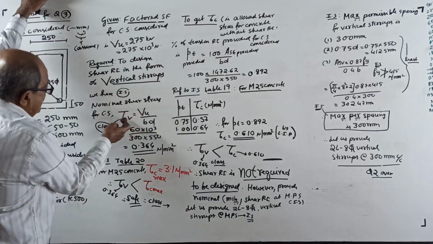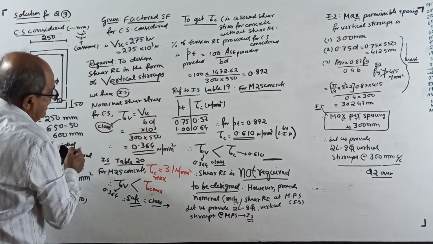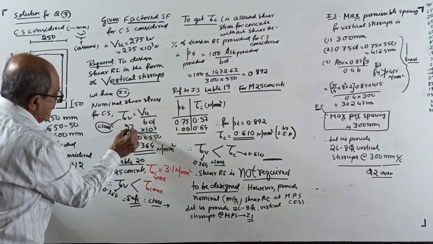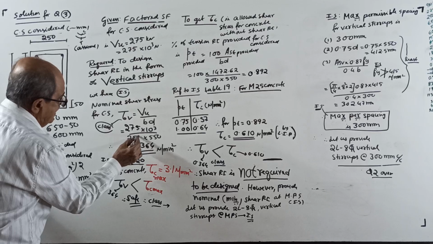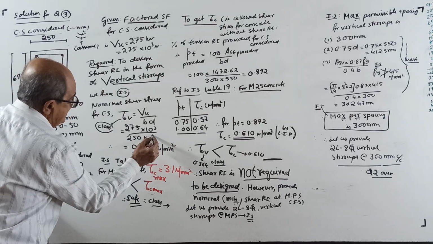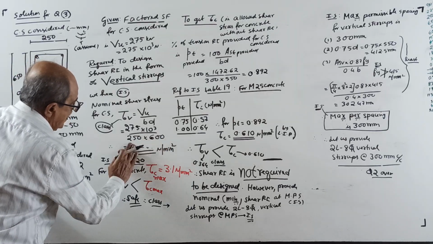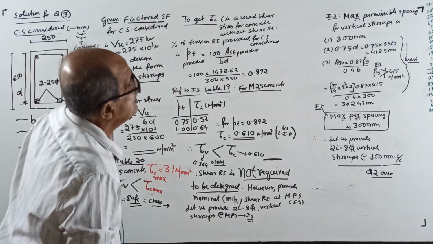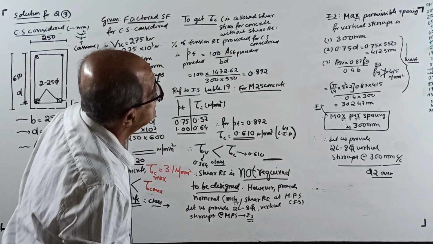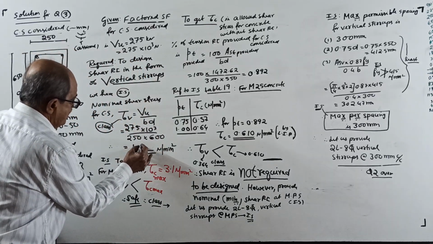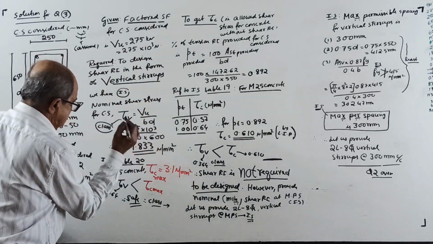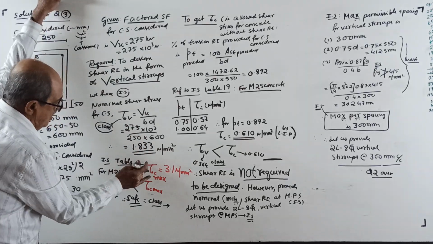We have tau V equal to Vu by Bd. It is 275 into 10 to the power 3, B is 250, D is 600. You should not do this way. One more fair copy required for you. Where is the answer? 1.833. 1.833 is the stress. For M30 concrete, RCC.